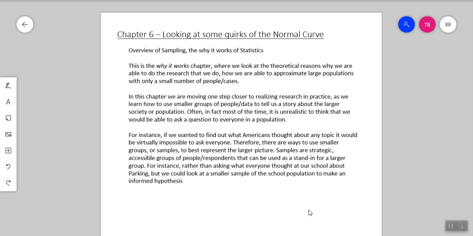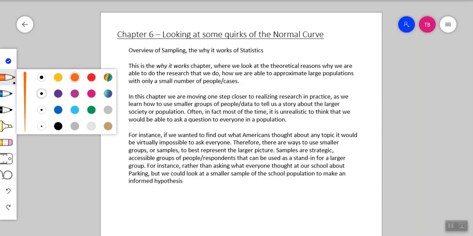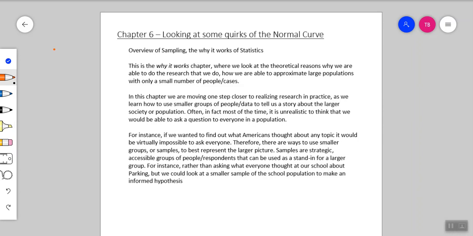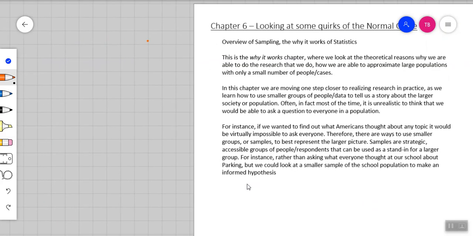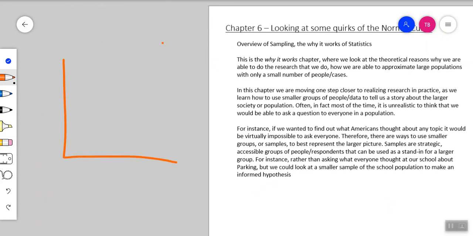Hello everyone. So today we're going to take a quick look at some more quirks of the normal curve. We've been wrapping up our last section on looking at the specifics of what the normal curve is all about, and how we turn this normal curve into research.